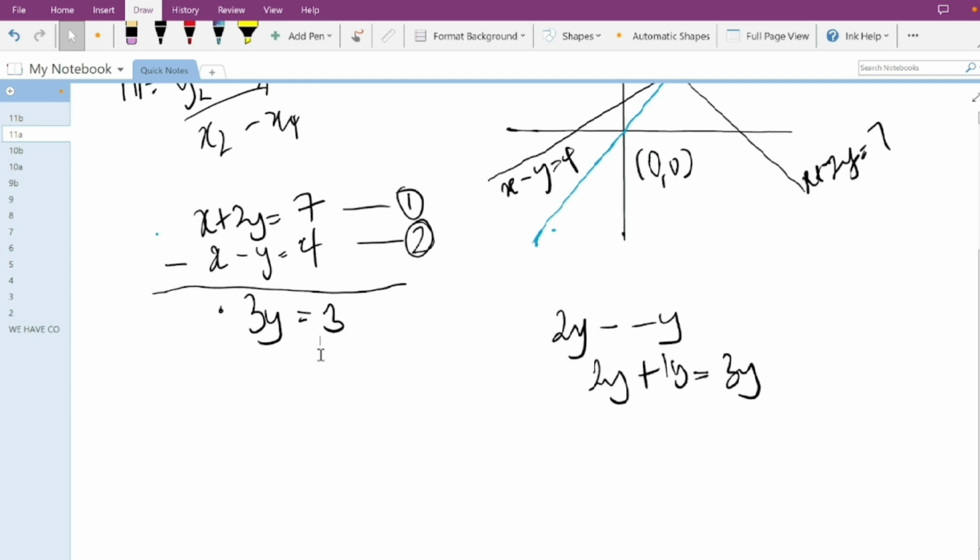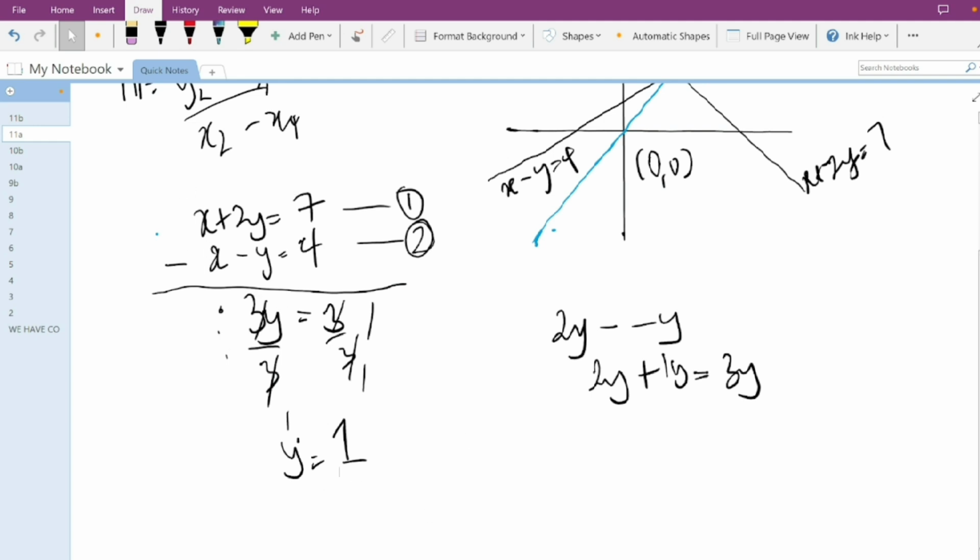Since we are looking for y, we divide both sides by 3. 3 here 1, 3 here 1. 3 will cancel out 3. Y equals 1. We know the value of our y is 1.